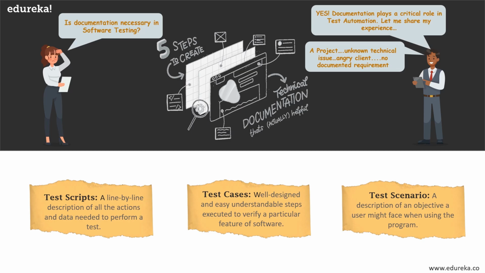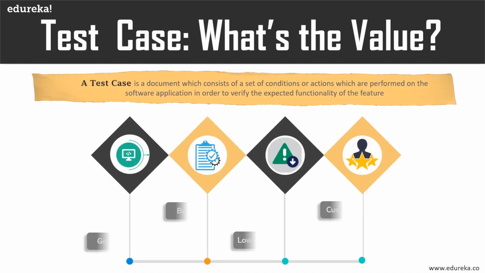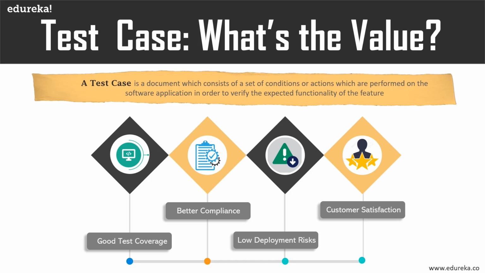So guys, these are three ways of documenting what you're actually doing before or after testing. Apart from these, there are other types of documentation, but for today's session, we are going to concentrate on test cases. The primary goal of a test case is to ensure whether different features within an application are working as expected under the given conditions or not.